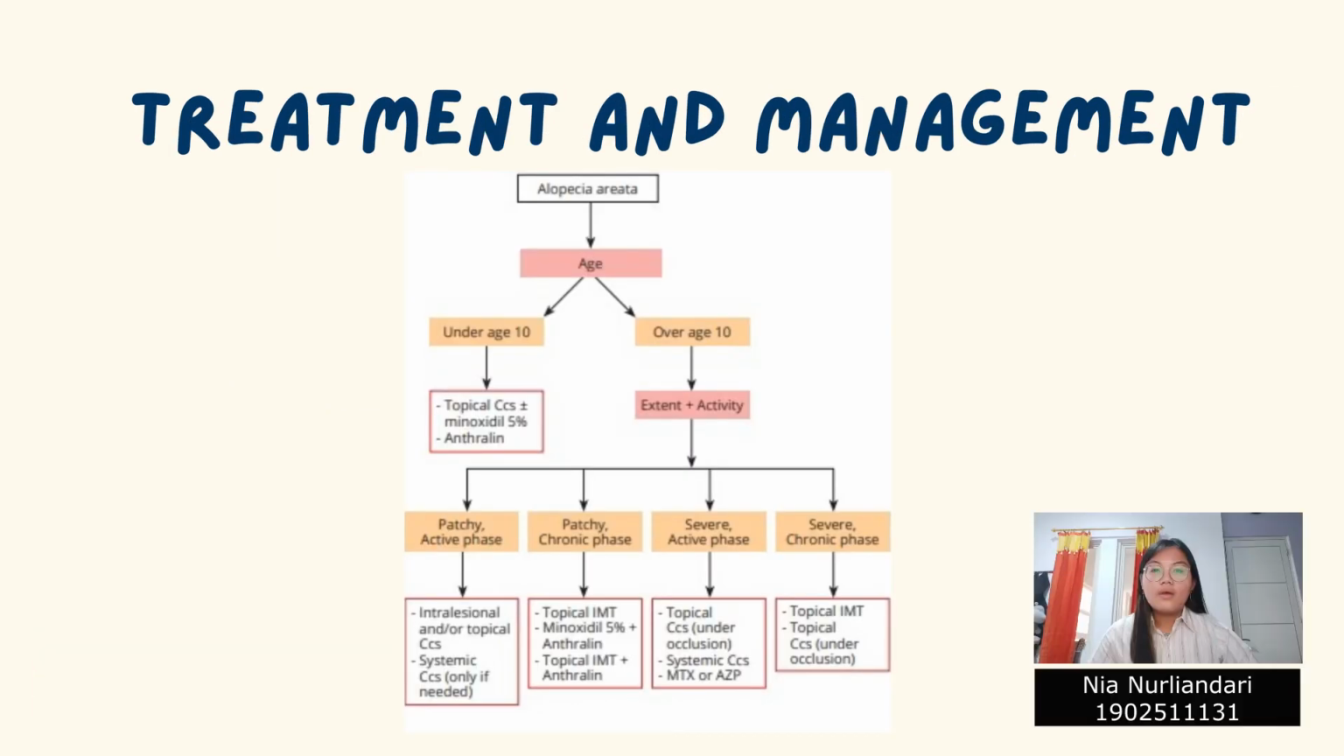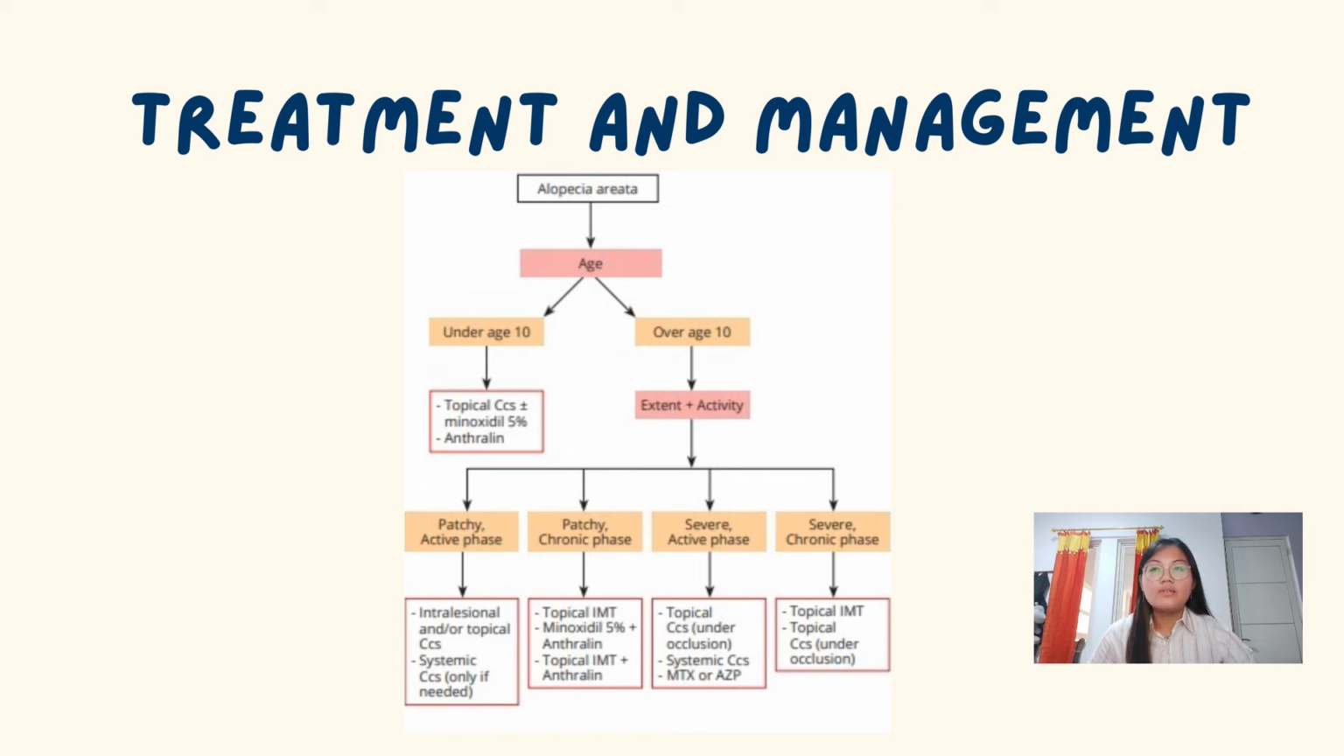Hello doctor and friends, my name is Nilyondari and I'm going to explain to you about the treatment and management for alopecia areata. So currently the treatment and management in alopecia areata is divided into two categories, which are under age 10 and over age 10. The first one is under age 10. Usually we use topical corticosteroid with minoxidil 5% and/or anthralin. The second one is over age 10. It depends on extent and activity.